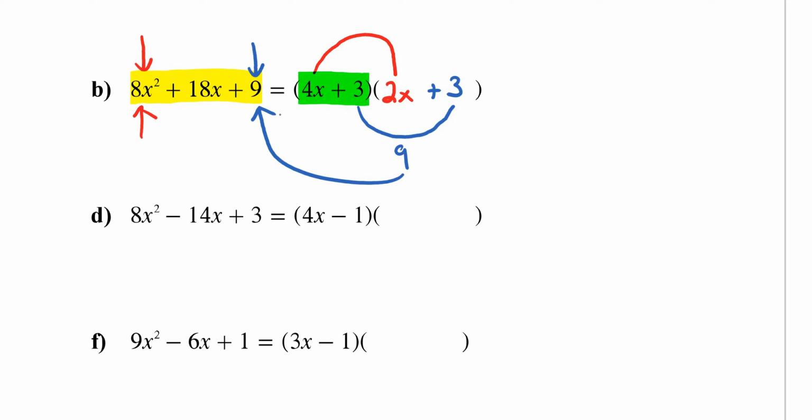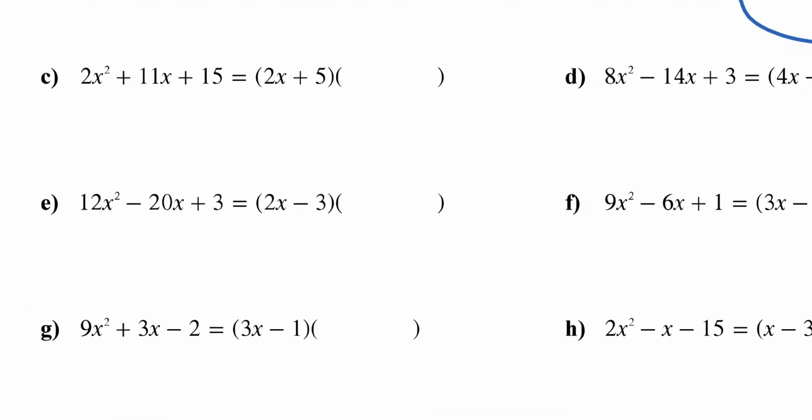So that's probably the fastest way to finish off question number 1. If you're using the FOIL technique, you're pretty much focusing on the first term and the last term to finish off these problems. Okay, so knowing that, let's go ahead and do letter C now.